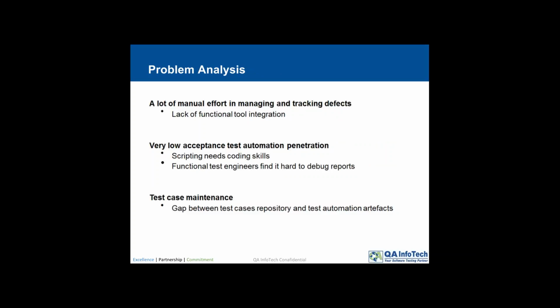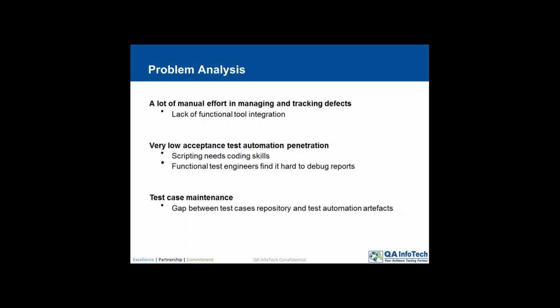First and foremost, a lot of manual effort is involved in managing and tracking the defect. While you may have created automation scripts for many or all of the defects which could be executed over and over for regression, publishing the execution results against each defect on the test management tool is again part of the manual task. This essentially means that there is a lack of integration between the functional tool and the automated script.